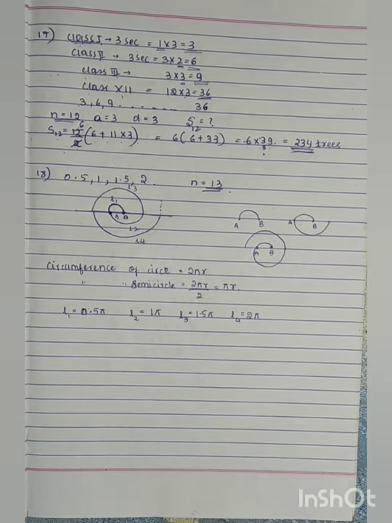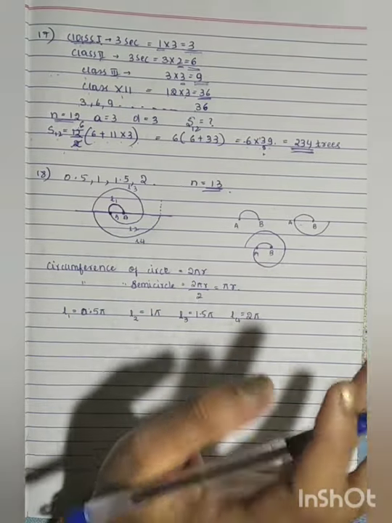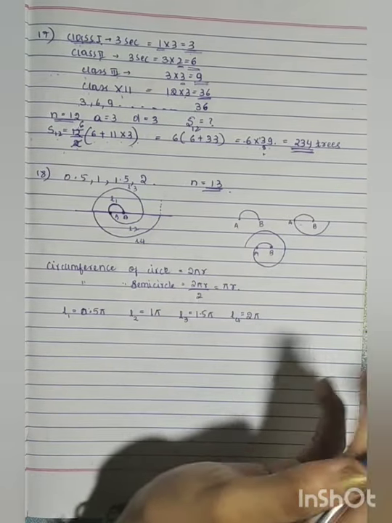Now let us move on to the 18th question, which is: a spiral is made of successive semicircles with centers alternately at A and B, starting with center A, of radii 0.5 cm, 1 cm, 1.5 cm and so on. What is the total length of the spiral made up of 13 consecutive semicircles? So this is a quite tricky question, but it is very easy. You have to understand it in a proper manner.